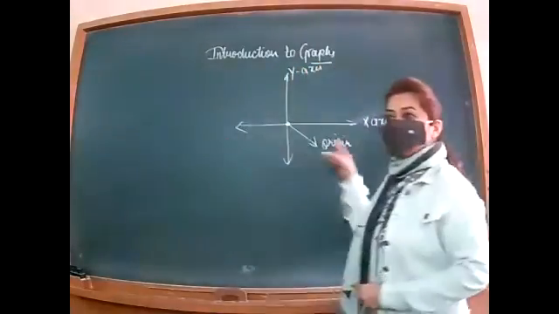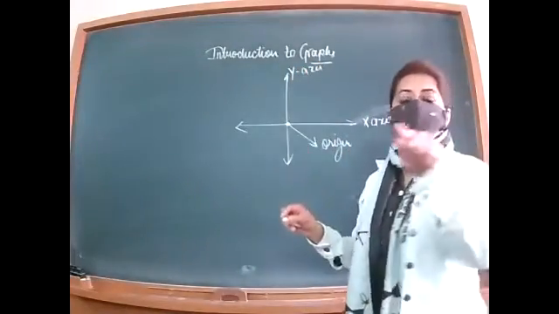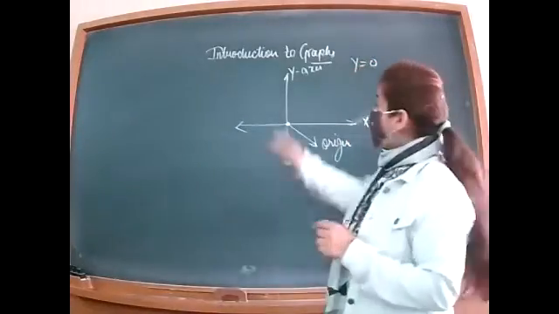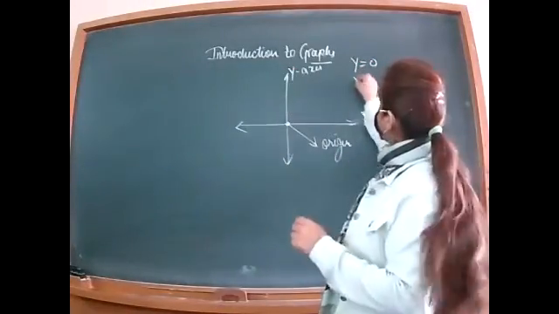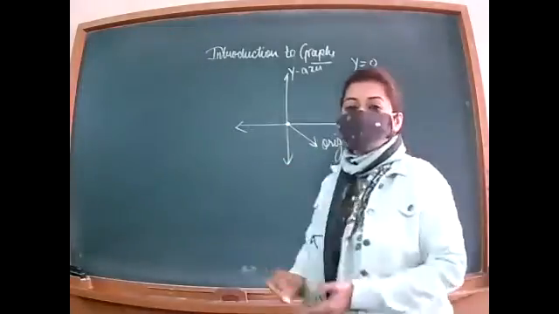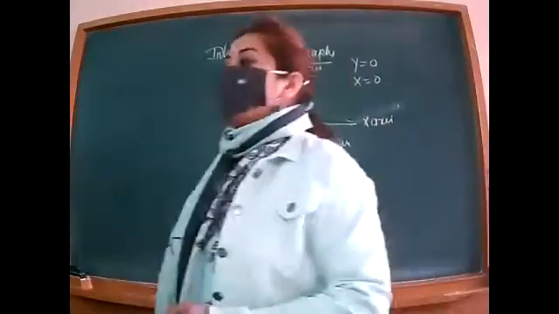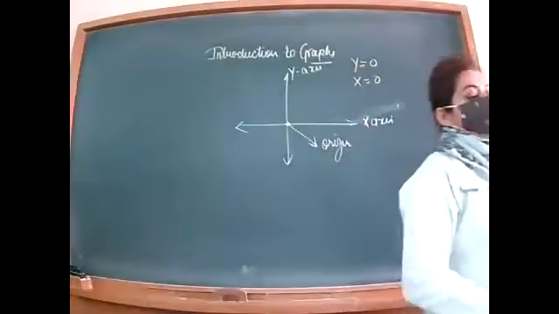And equation of x-axis, we are talking about x-axis. So x-axis की equation होगी y equal to 0 और y-axis की equation होगी x equal to 0. Write this, write down. Equation of x-axis is y equal to 0 and equation of y-axis is x equal to 0.